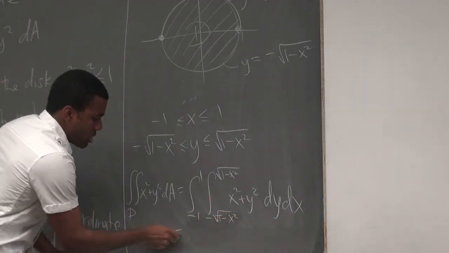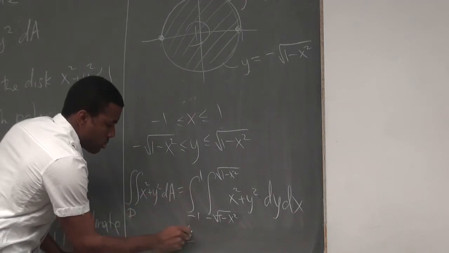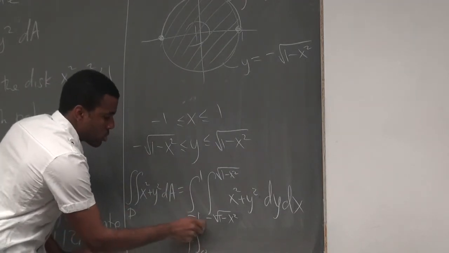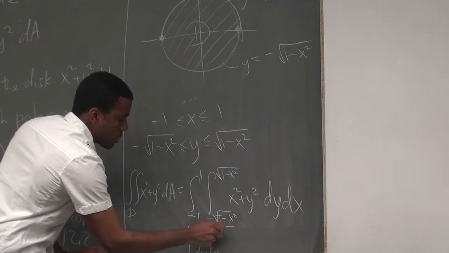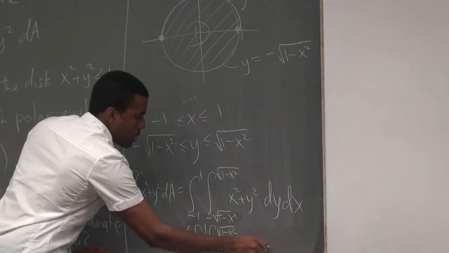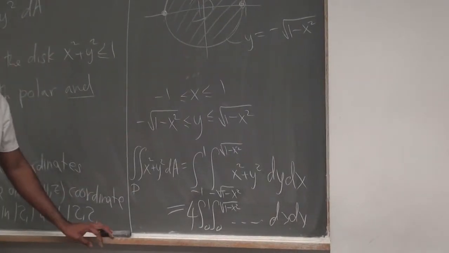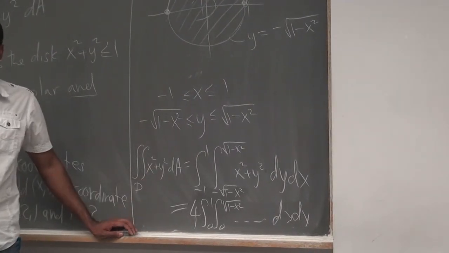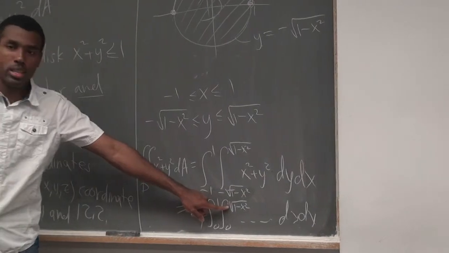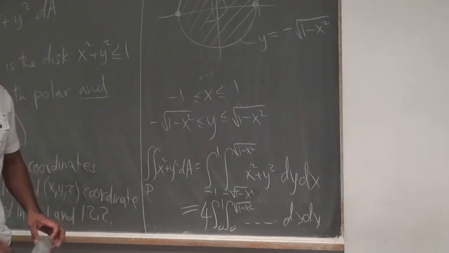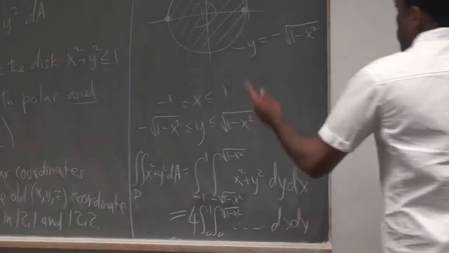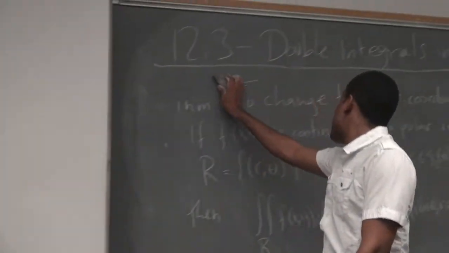Yeah, this is equal to, you can actually multiply it by 4 and then go from 0 to 1, or 0 to the radical of 1 minus x squared, blah, blah, blah, dy dx. You could do that, but it's not going to save you from doing the trig sub. You're still going to have to plug in that huge radical mess. It's going to be really messy. Let's try to do it using polar coordinates.